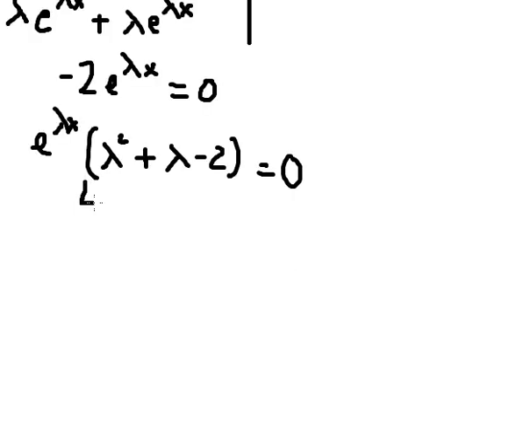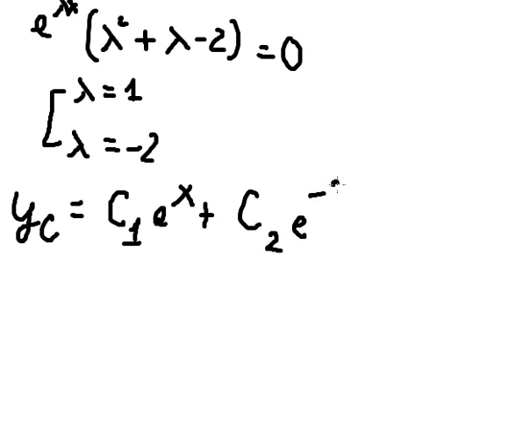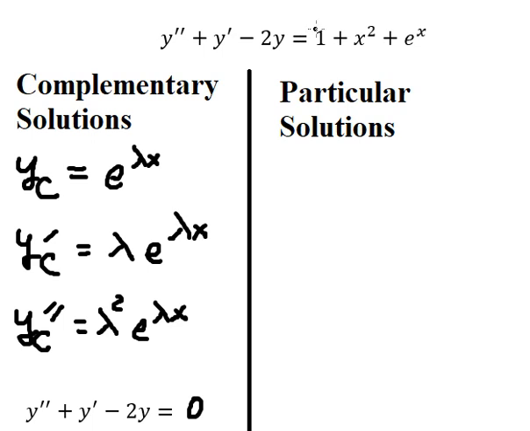Now we need to find the solutions of this one. So we have lambda equals 1 and lambda equals negative 2. So we have yc, that is c1 e to the power of lambda s. So you got 1 go in here, and we have c2 e to the power of negative 2s.